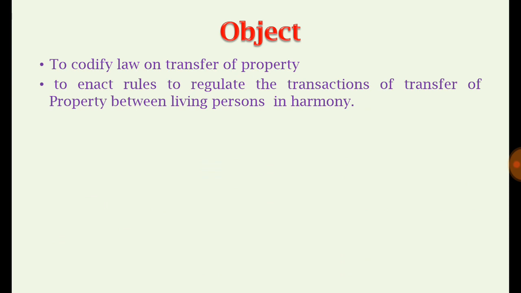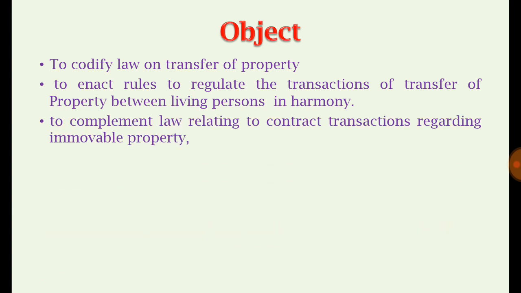Friends, we must know what are the objects for which the act is enacted. The basic object of the Transfer of Property Act is to codify law on transfer of property. Codified law was not there. The prevalent laws before the enactment of the Transfer of Property Act were either customary or religious laws, personal laws. So there was no codification. Now with this enactment, the codification of transfer of property law is made. Then another object of this act is to enact rules to regulate transactions of transfer of property between living persons in harmony, by which there shall not be any future disputes due to that transfer.